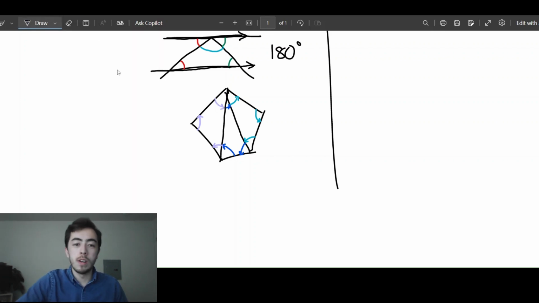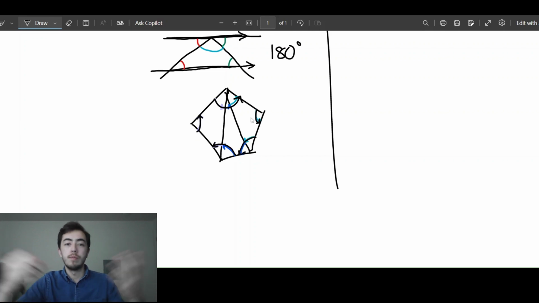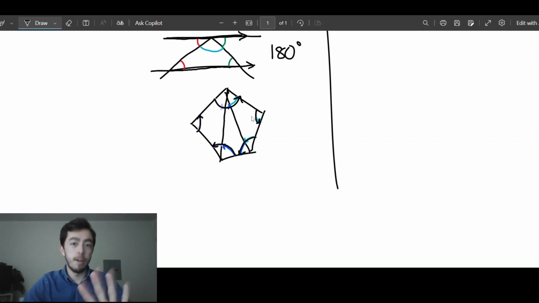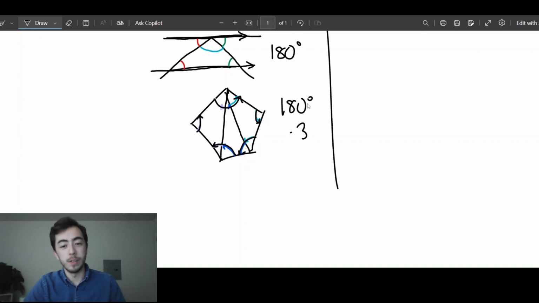And the reason why I'm drawing these with arrows is as you walk your way around the pentagon, you'll notice that all of these angles are going to perfectly add up to get all 5 interior angles in the pentagon. So for this one, we would do 180 degrees times 3 because we have 3 triangles.